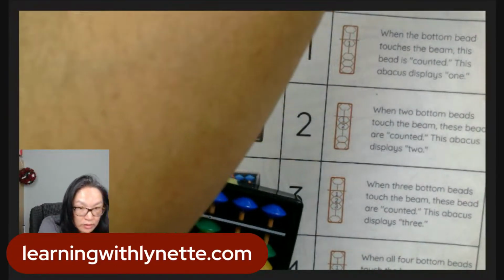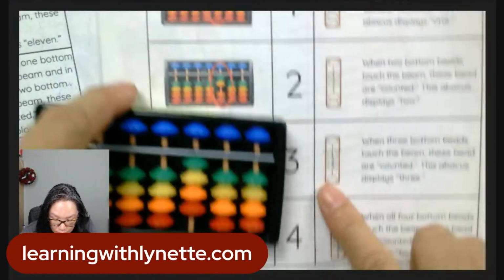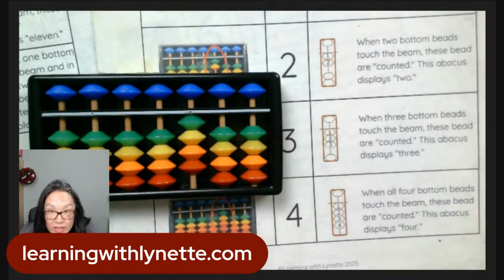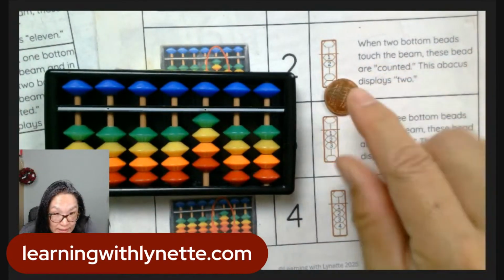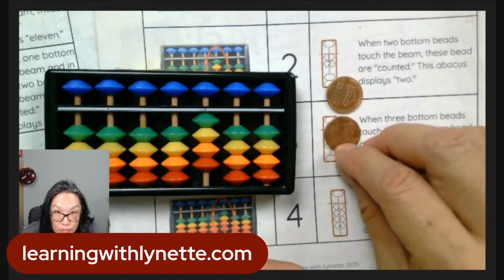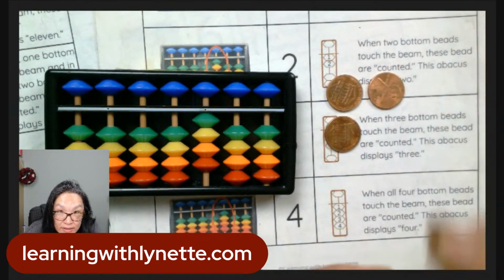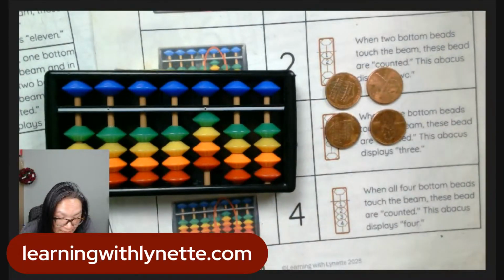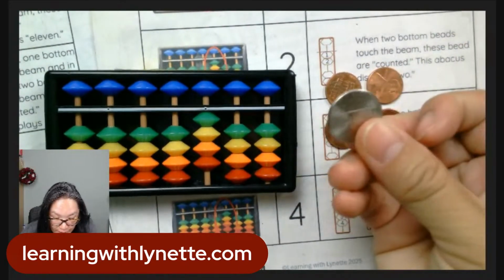I don't know where you are in the world, so I'm not going to assume anything. If I change this to pennies, a penny is 1 cent, 2 cent, 3 cent, 4 cent. These are cents. So I have 4. What's going to happen if I have 5?